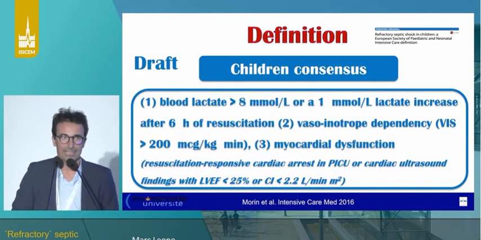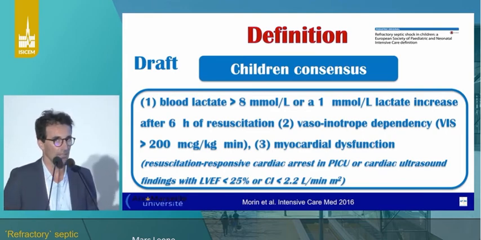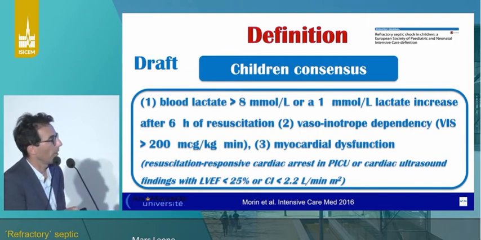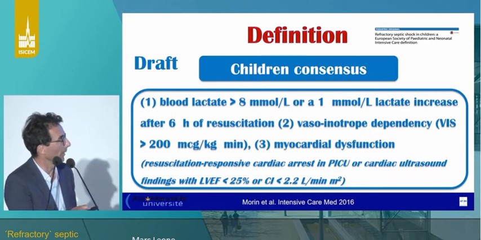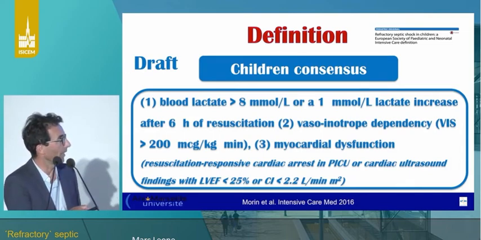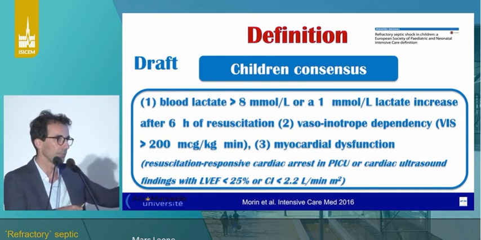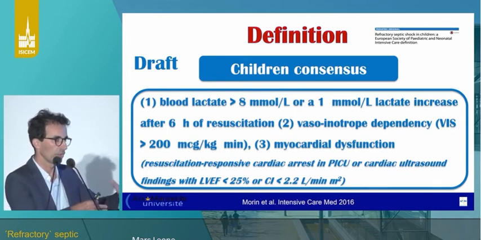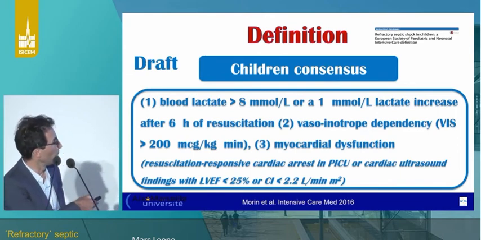So they obtained what they call a draft definition, and I like this. First, blood lactate above 8, or an increase of 1 millimole per liter of lactate after 6 hours of resuscitation. The second point is vaso-inotrope dependency, and they generated a score because they use norepinephrine, but also epinephrine and dopamine. The score is quite complicated, but very useful, and you have the dosages here.